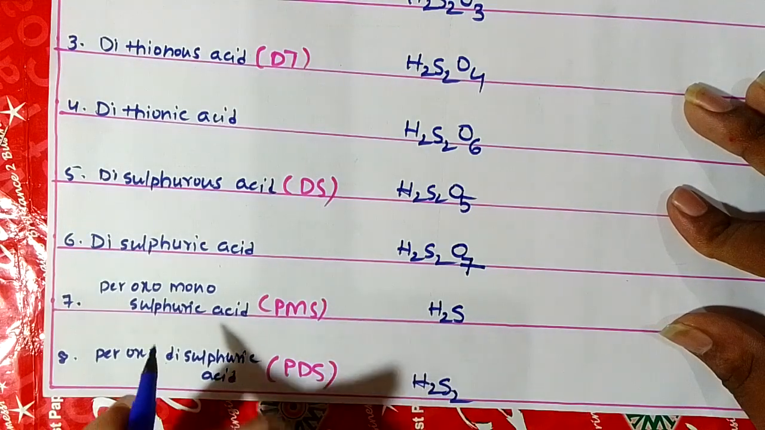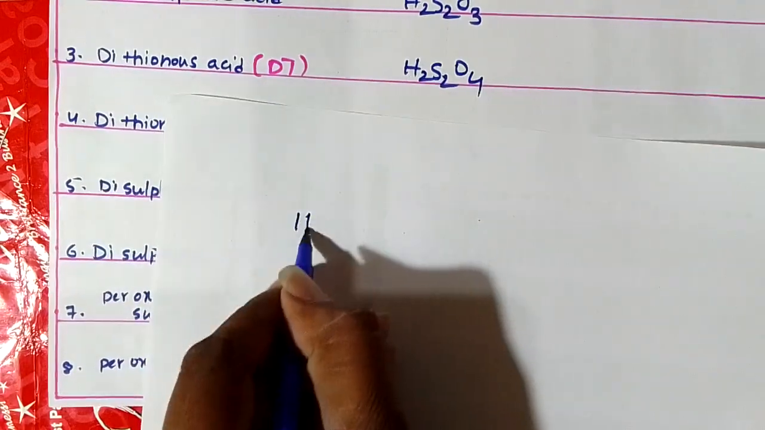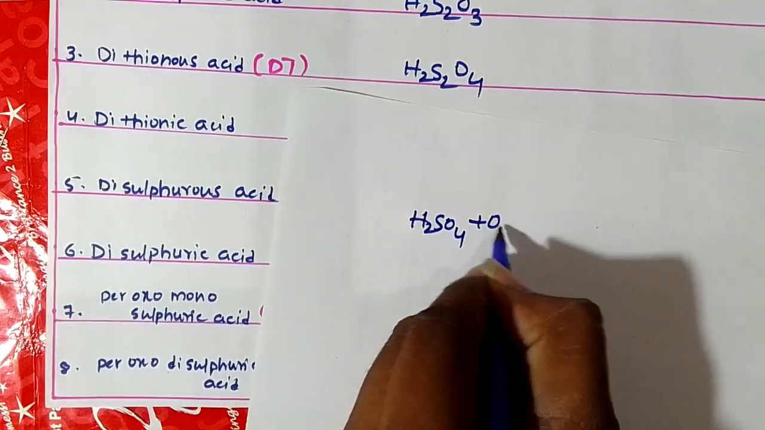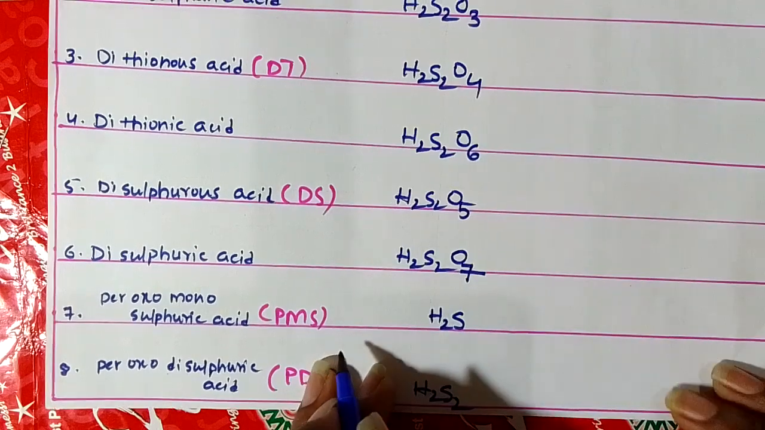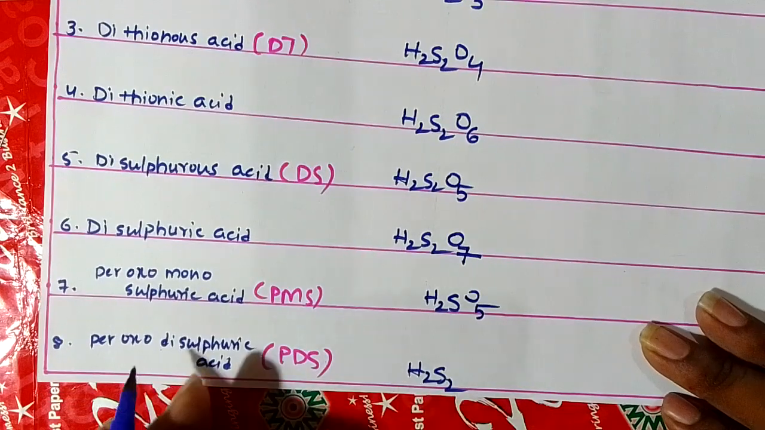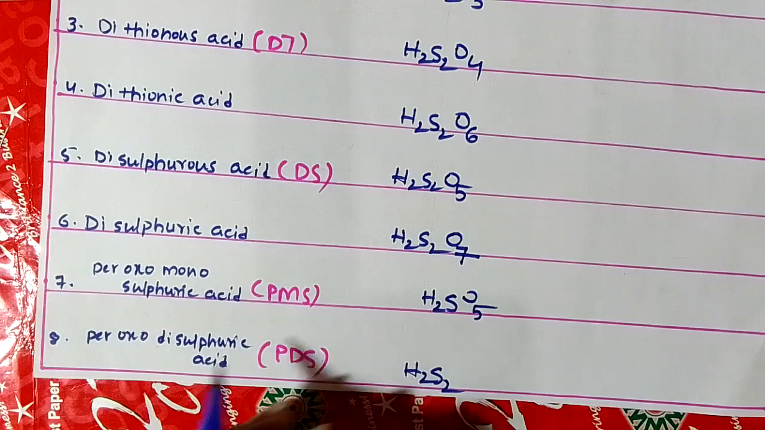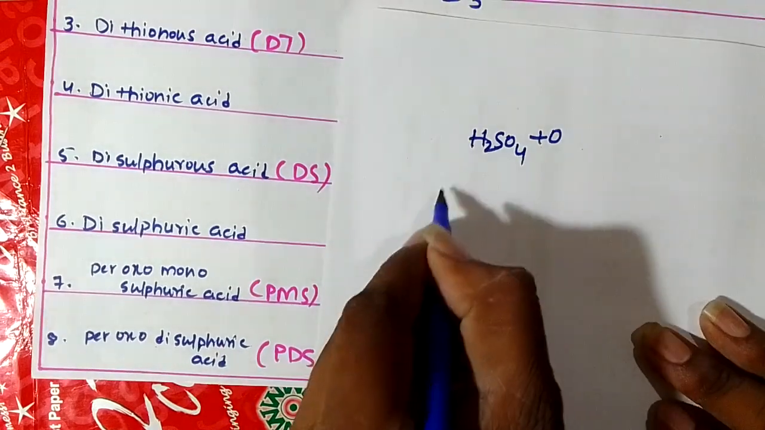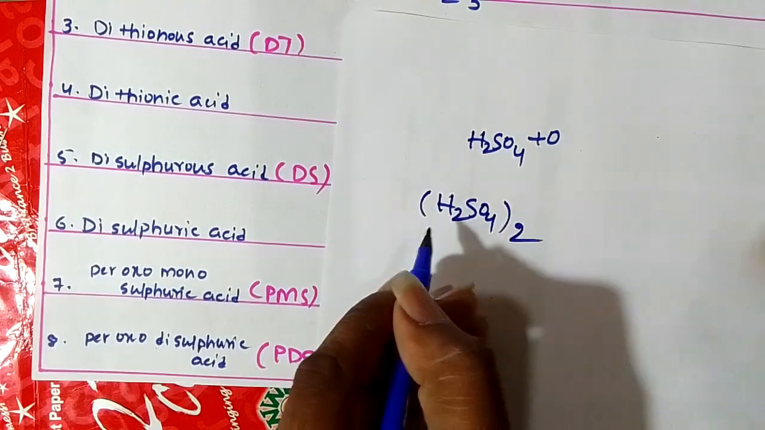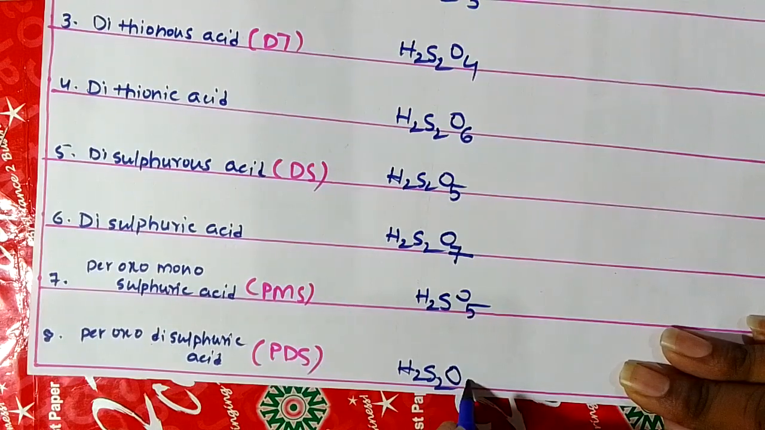Now coming to peroxomonosulfuric acid, PMS. Here, sulfuric acid formula, already you know, is H2SO4. So for monosulfuric acid, just add one oxygen atom. Now it becomes H2SO5, which contains 5 oxygen atoms. Now coming to peroxodisulfuric acid. Take sulfuric acid, and di means multiply with 2. 2 fours are 8. So it contains 8 oxygen atoms.